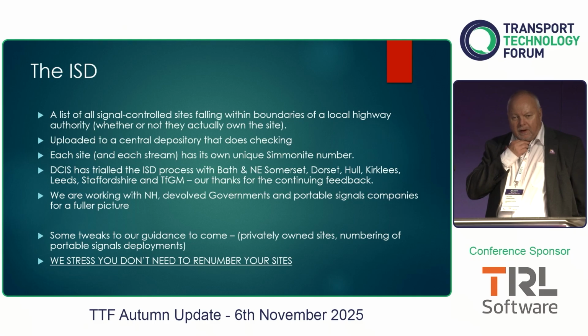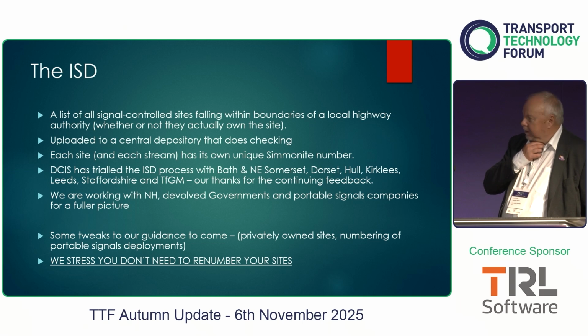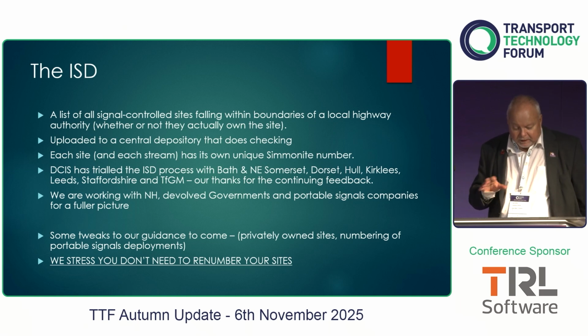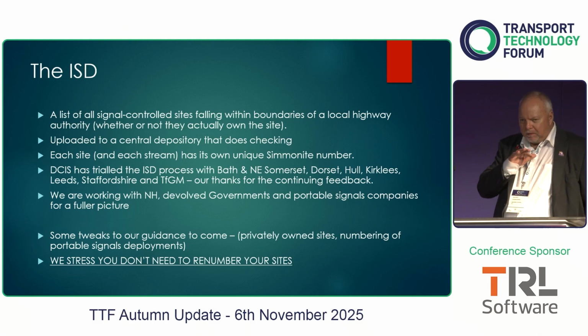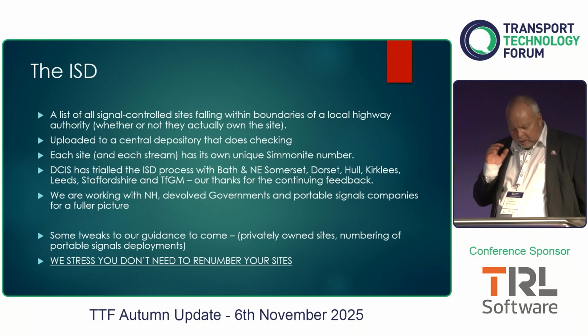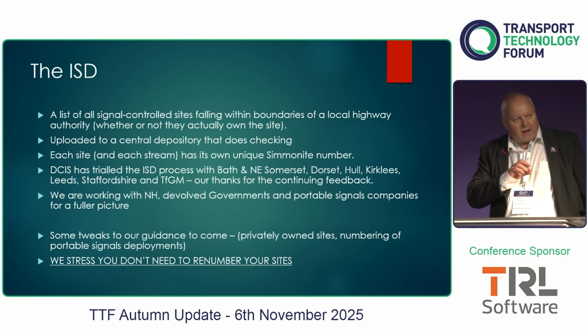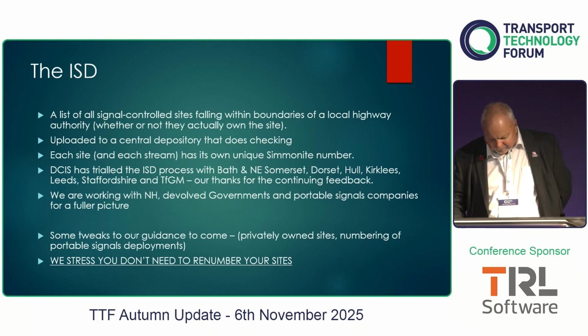So it's one thing for a self-driving car to know there's a permanent set of signals around the corner, but there's a set of temporaries literally being put in is an interesting problem. So those of you who've helped, we're tweaking the guidance, particularly for privately owned sites, which is a bit of a nightmare, and how to do portable signal deployments in a way that's the minimum amount of effort. But the thing that we keep stressing is that you don't have to go and renumber all of the sites that you've got. This is a table in which you point us at the number that we need to use.